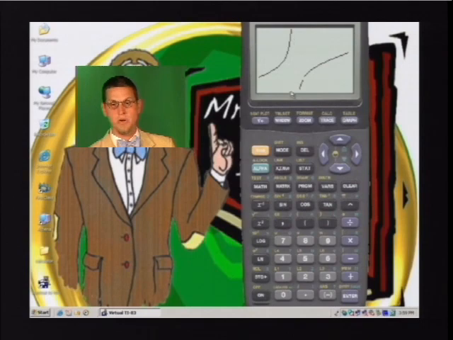So a vertical asymptote is a discontinuity. We have to pick up our pencil. And the hole is a type of discontinuity. We have to pick up our pencil. But they are two different types, and they come from two different things in the equation. And you have to know both.